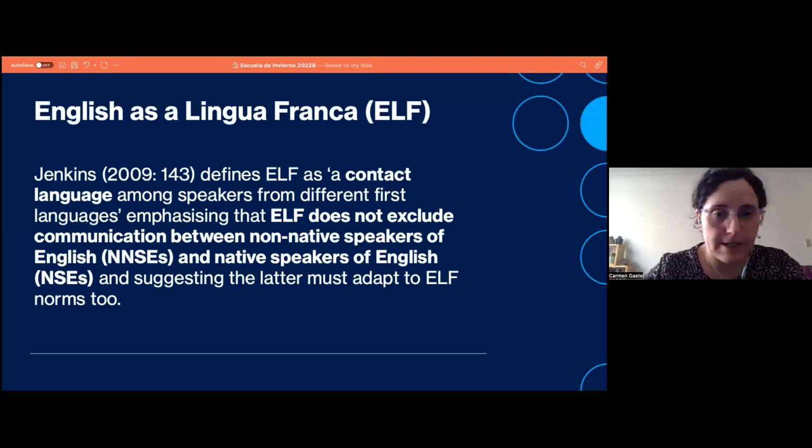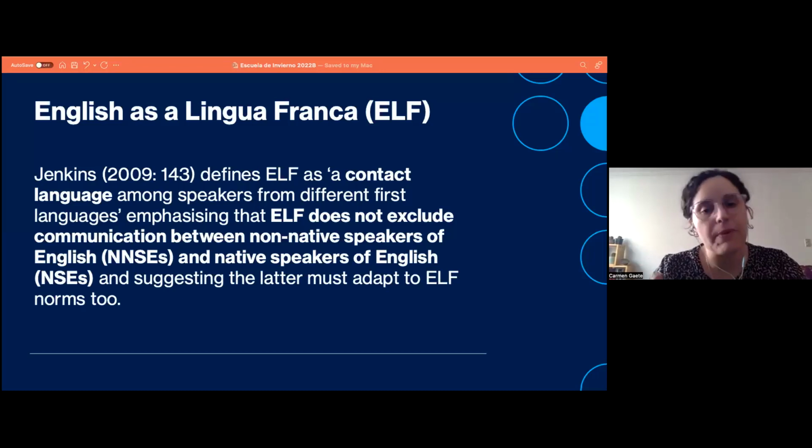in applied linguistics, defines ELF, English as a lingua franca, as a contact language among speakers from different first languages. Now, what is important in this definition is that she emphasizes that ELF does not exclude communication between non-native speakers of English, like us, and native speakers of English, suggesting that native speakers of English must also adapt to English as a lingua franca norms.